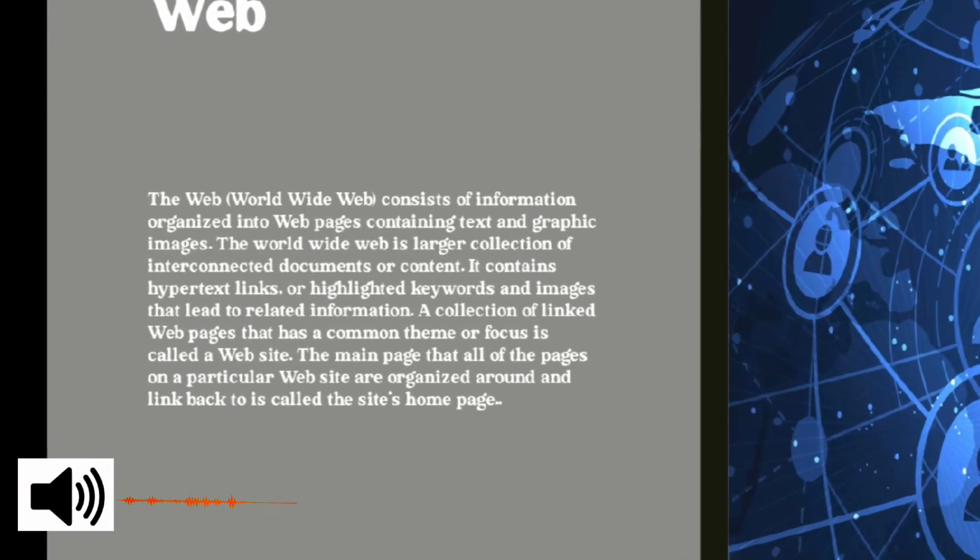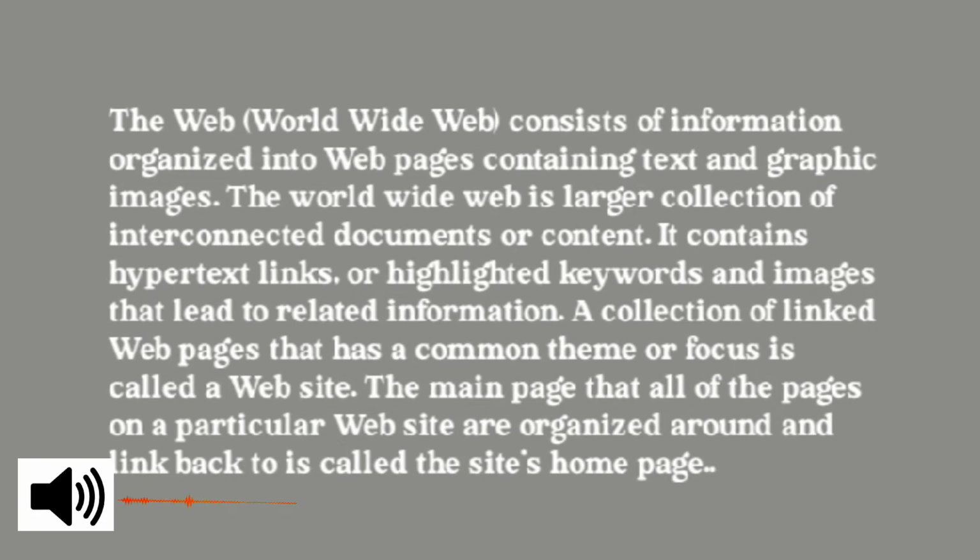The web, also known as the World Wide Web, consists of information organized into web pages containing text and graphic images. The World Wide Web is a larger collection of interconnected documents or content. It contains hypertext links, or highlighted keywords and images that lead to related information. A collection of linked web pages that has a common theme or focus is called a website.